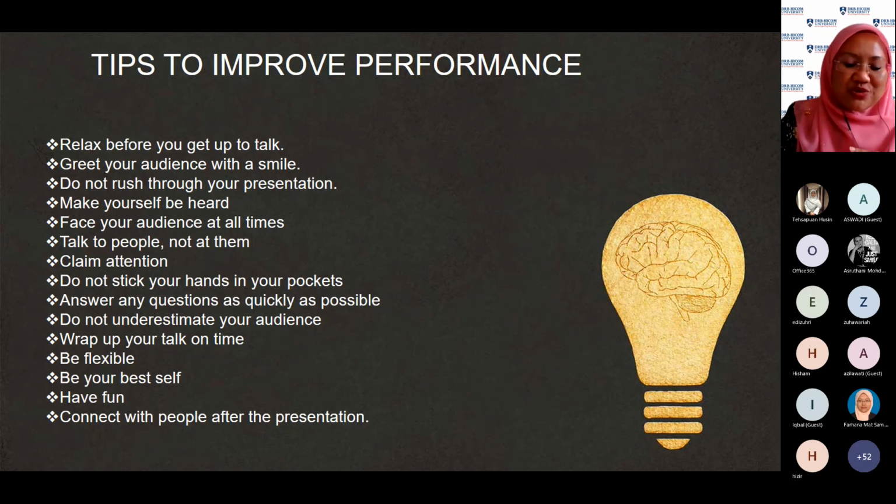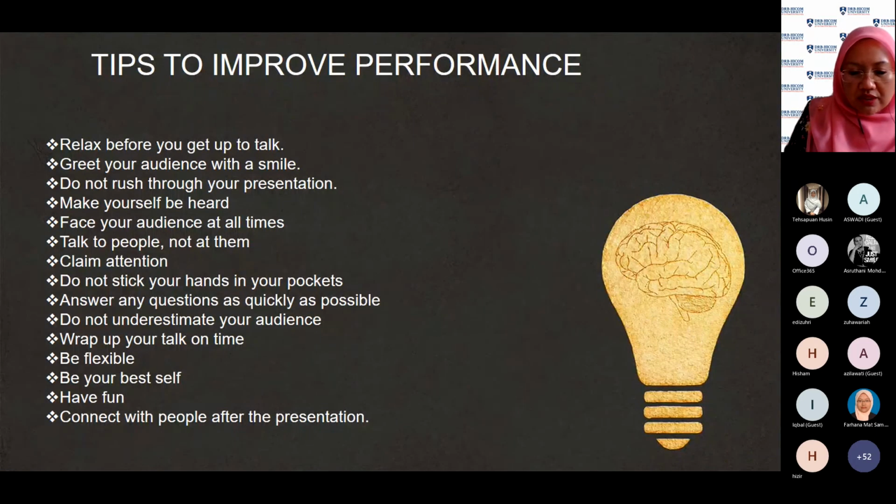Do not rush through your presentation. Because you have practiced, you have paced yourself well, so make sure you follow the pace. Make yourself be heard. Make sure they listen to what you are delivering rather than listening to your body language. So that is why you cannot focus too much on your body language. Face your audience at all times, even though you want to move about. Moving from one end to another, you cannot leave your eye contact.